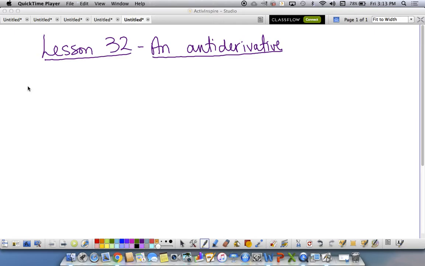Lesson 32, an antiderivative. Now, it's not that big of a deal. I have a question for you first, though. Opposite operations, or inverse operations, right? You know the inverse for addition is what? Subtraction.